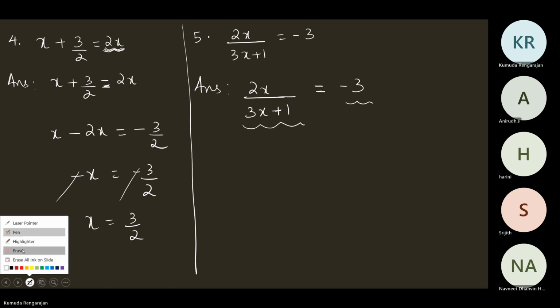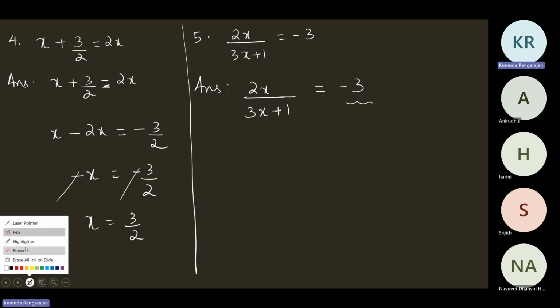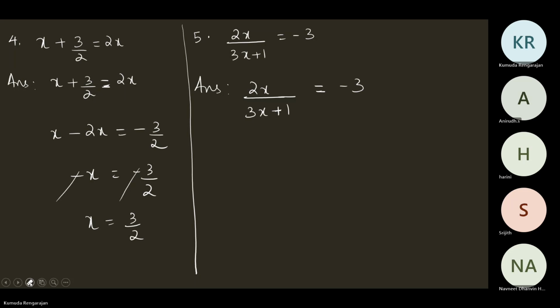Similarly, this is only one term. 2x by 3x plus 1 is one term. Terms are separated by a plus or a minus sign. So now here on the left hand side, you have one term. On the right hand side, you have only one term. In the given equation, on the left hand side, we have one term. On the right hand side, we have one term.